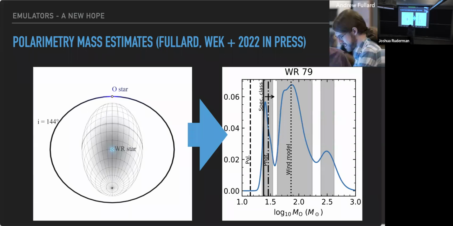That means if you do these maximum likelihood estimates, you will find an answer, but it's not the whole story. You might just be wrong. Maybe you find this peak, but it's this peak. I think this is a really nice way of bridging observation and theory. This is a different wave transfer code specifically for polarimetry.